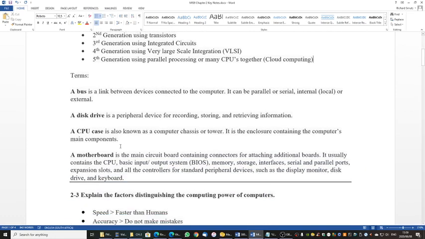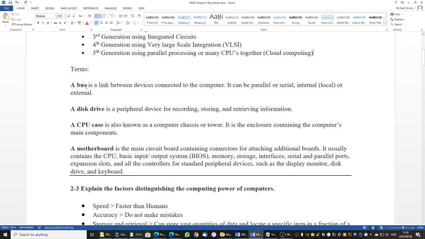I'm going to deal with some basic terms that we use around computers. They are made up of buses, which are links between the different parts of the computer. They can be parallel, which is 8 bits next to each other, or serial, which is 1, 0, or 1 at a time. They can be internal, which is inside the case, or they can be external, which can go to your printer, for example. A disk drive is called a peripheral.